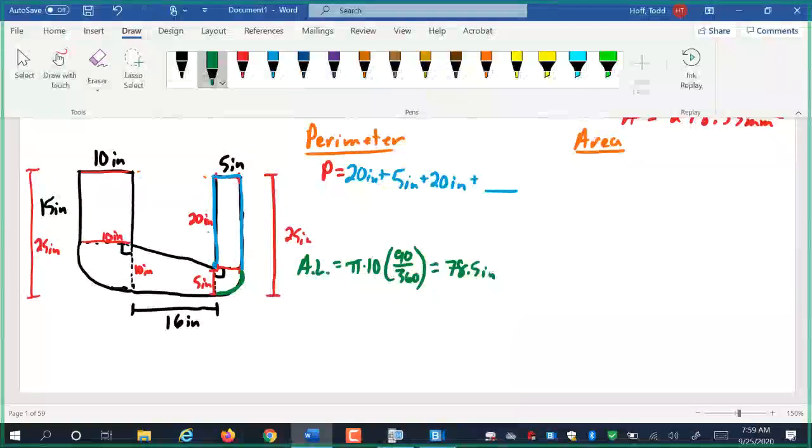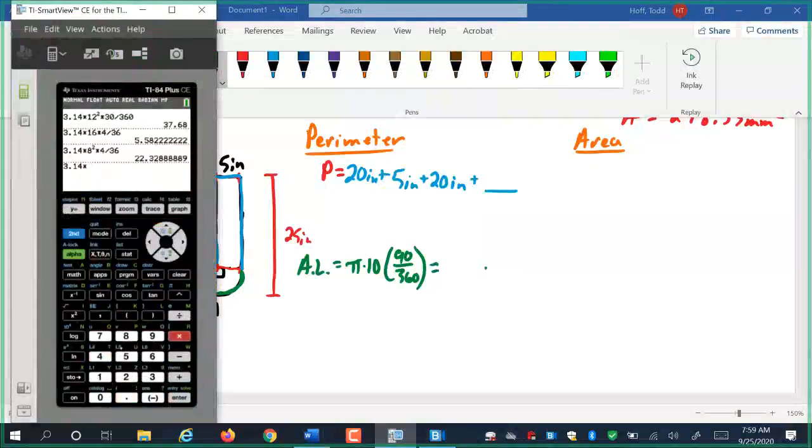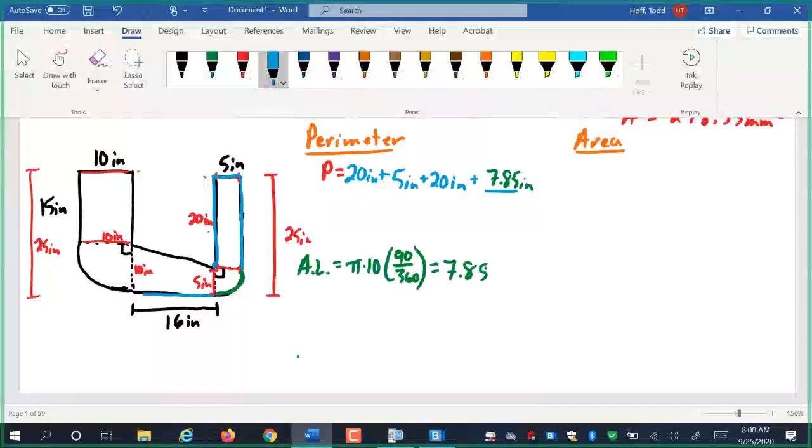Oh, something's off there. No, 7.85. I believe, let me double check it. It is 7.85. So we put in the 7.85 inches up here. Then we can continue to go around that 16 inches.